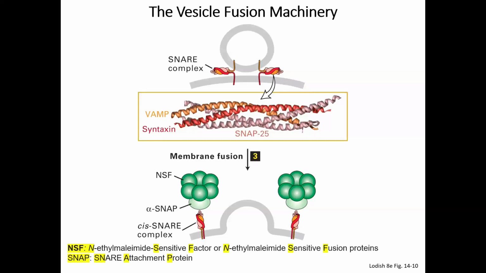And now they need to be recycled. They are not used up as such. So the V snare and T snare go back to their destinations. For that, there is a protein called NSF. This is a hexamer right here, and I wrote down the name of it, which is not required. Along with that, you have an alpha SNAP, the snare attachment protein. Then, with the help of ATP, they bind on top of that cis snare complex and separate it.